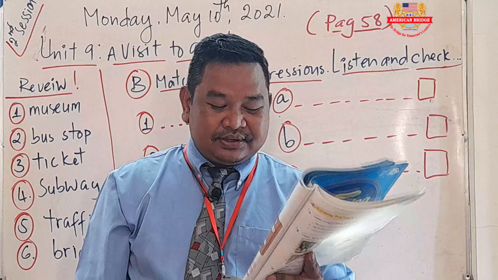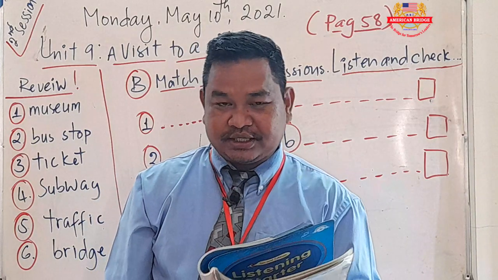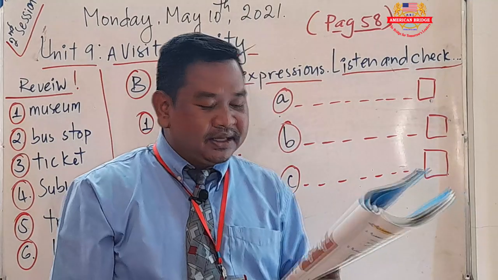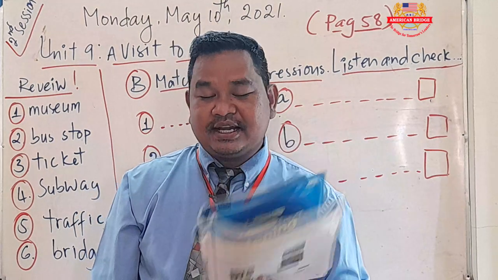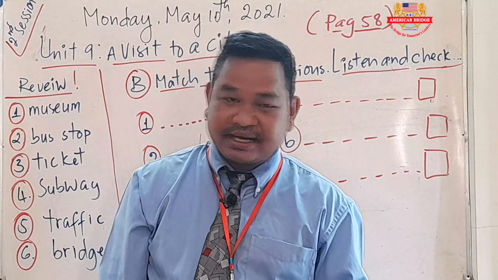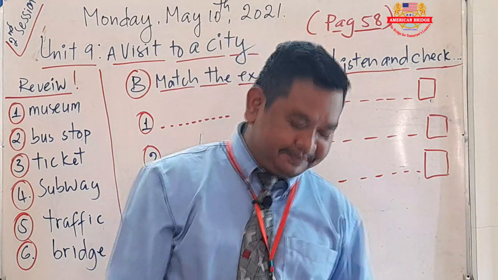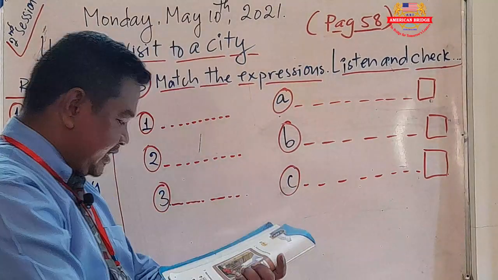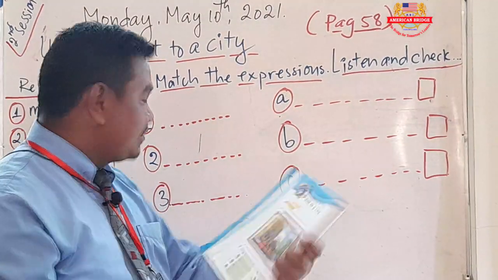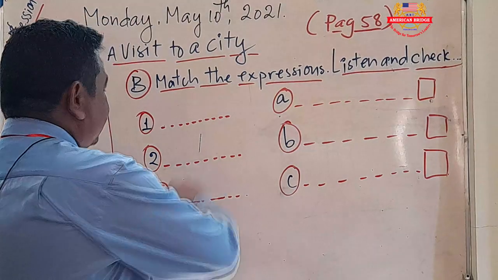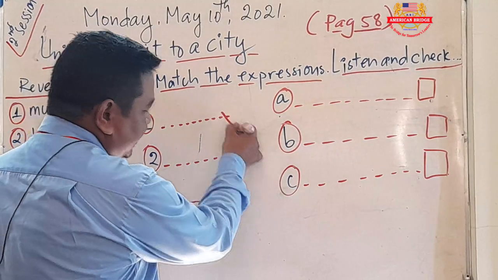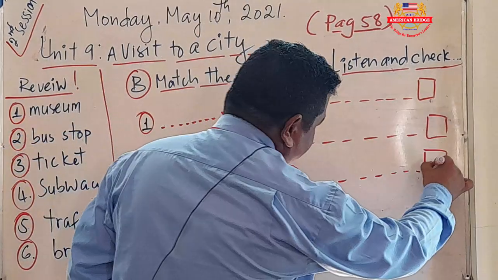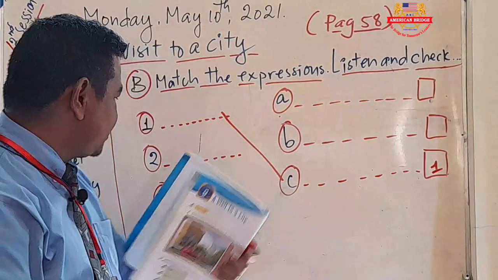So now it's time that you can make the expression. Okay, so after you make the expression, listen and check your answer together. So now you can make it, okay? So number one, how many tickets do you need? With letter C. So number one, you might be letter C, okay? This one is number one. Okay, can you see it right now?